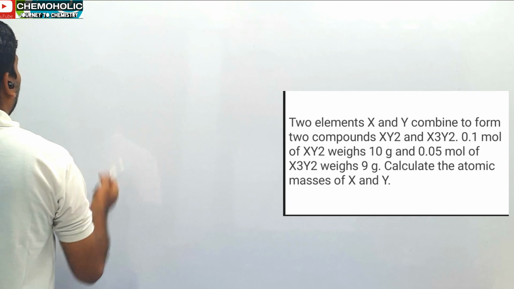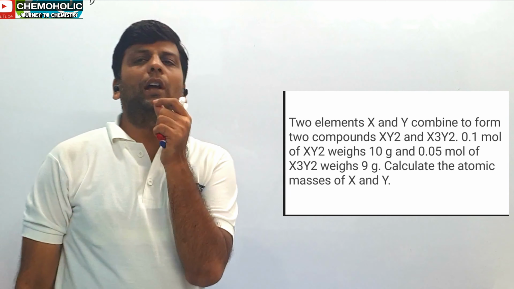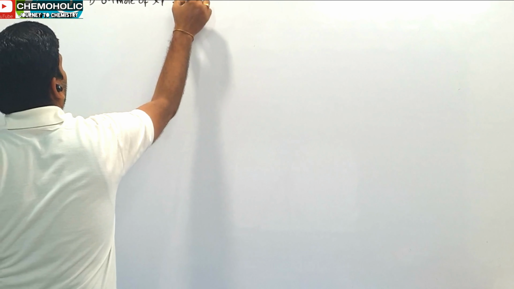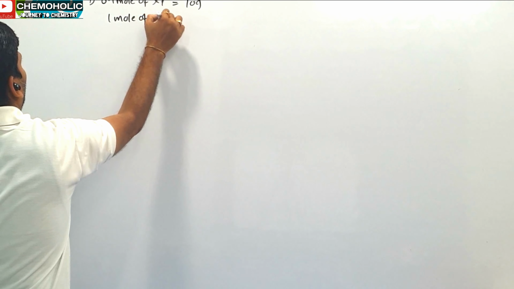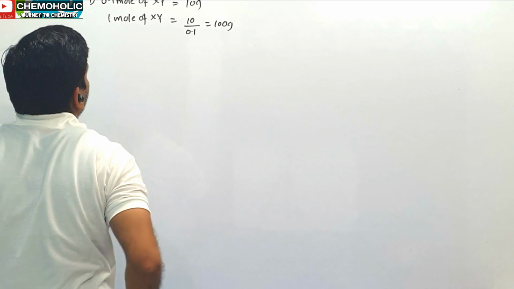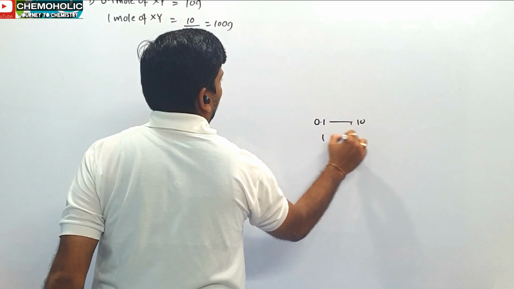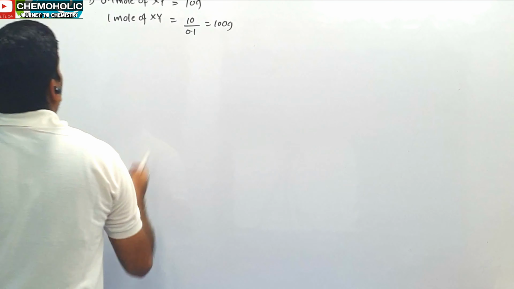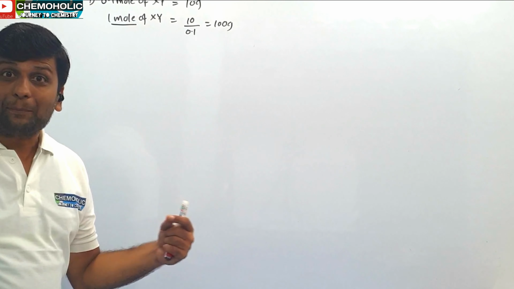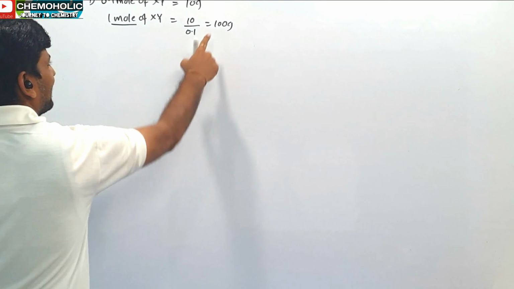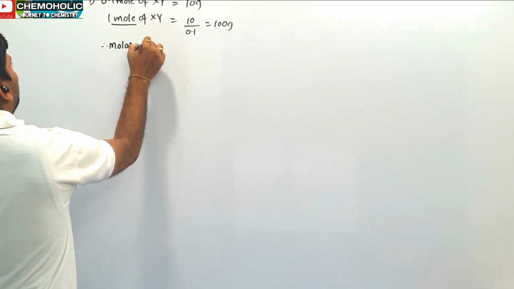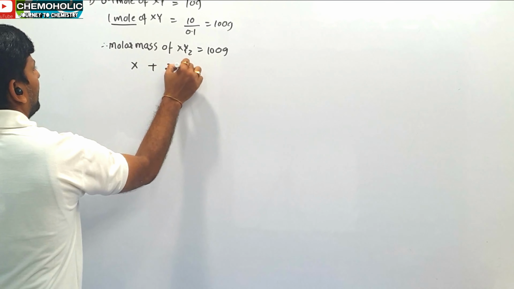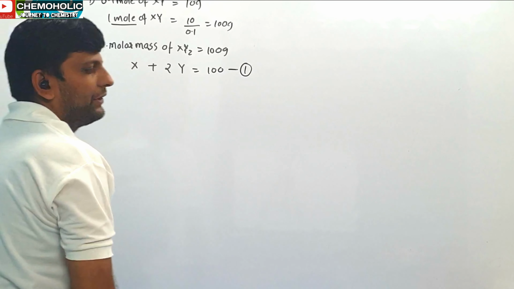Right? Okay. As I said, it's difficult, but it's not so. If you see, 0.1 mole of xy2 weighs 10 gram. So if 0.1 mole weighs 10 gram, then 1 mole of xy2 weighs 10 upon 0.1, that is 100 gram. Clear? And the mass of 1 mole is actually the molar mass. So the molar mass of xy2 is equal to 100 gram. And how to find molar mass? The atomic mass of x plus 2 into the atomic mass of y is 100. Result number 1.